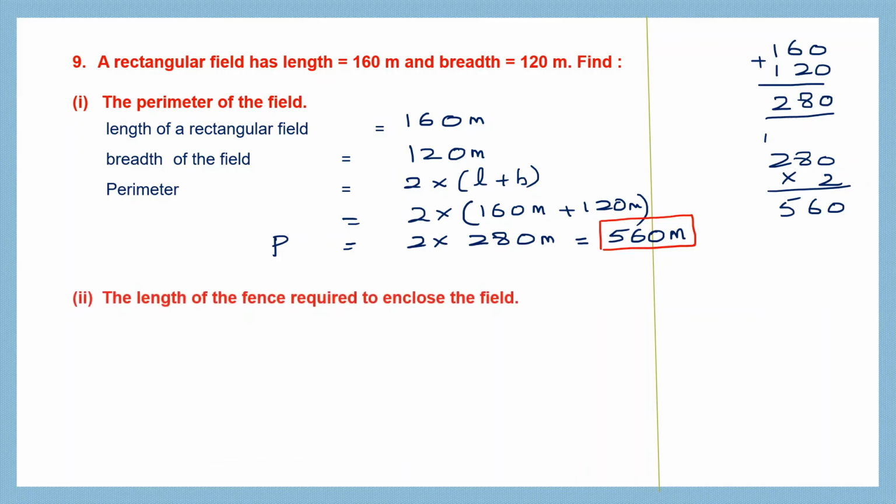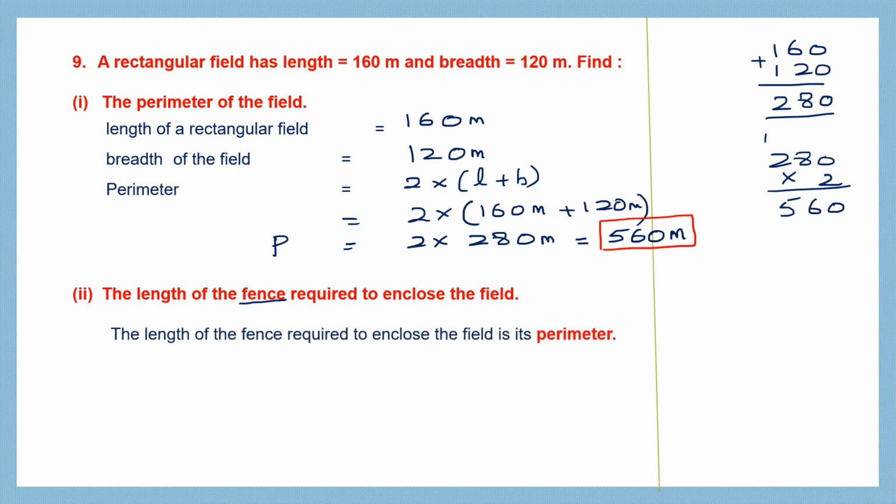Now the second question here is, we have to find the length of the fence required to enclose the field. Now the fence is what is put in the boundary, isn't it? The border of the field. So that is the same as its perimeter. So the length of the fence required to enclose the field is its perimeter. So what is the length now? The value of the length is the value of the perimeter, which is 560 meters.